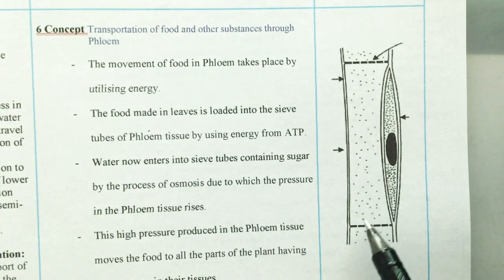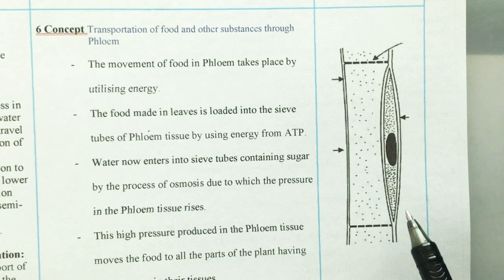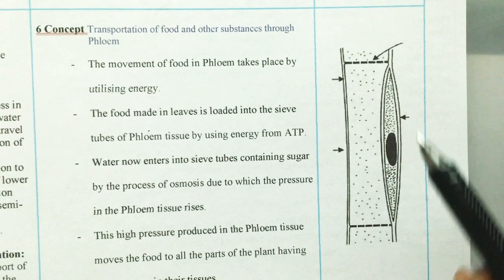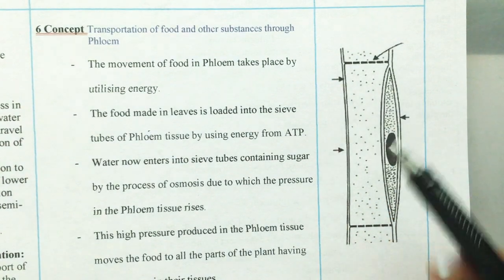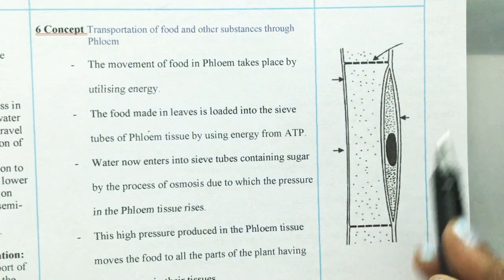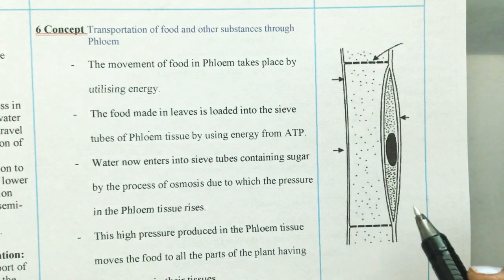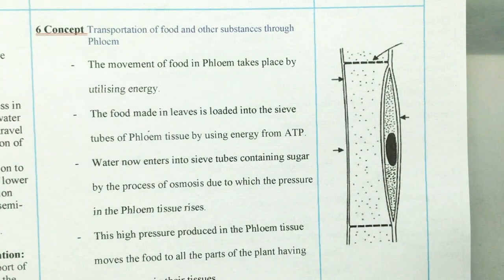You can learn this diagram also if you find this easy. This is the companion cell, this is your sieve plates, this is your cell wall, this entire thing is your sieve tube, the inside is your cytoplasm. Clear? You have to label the diagram.